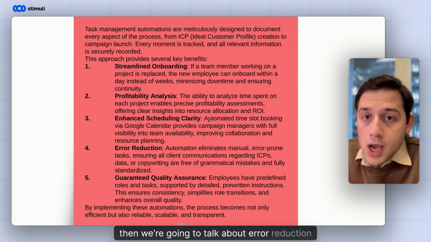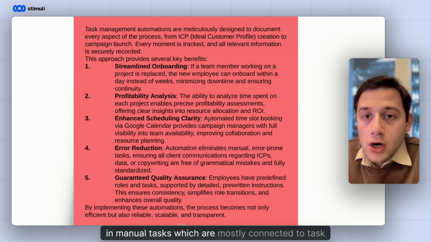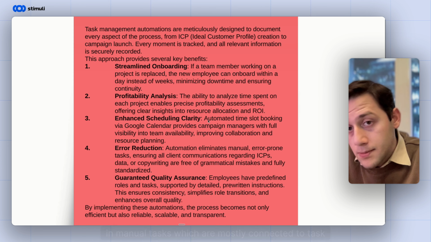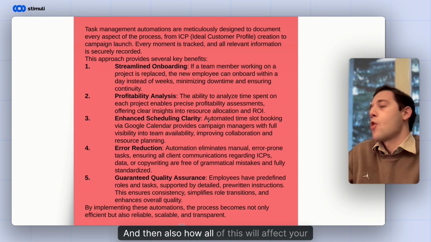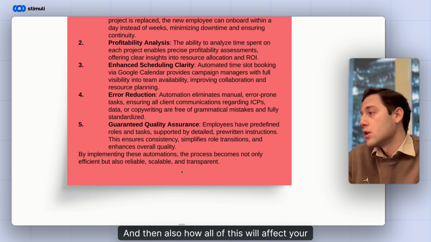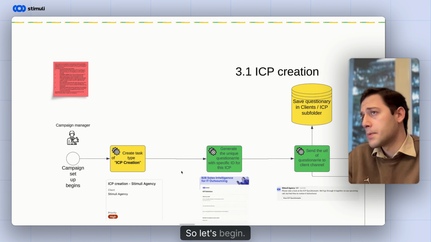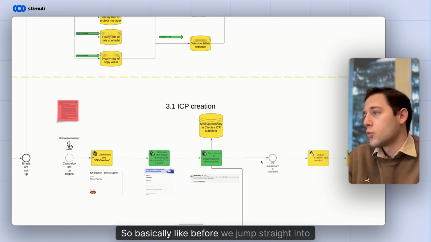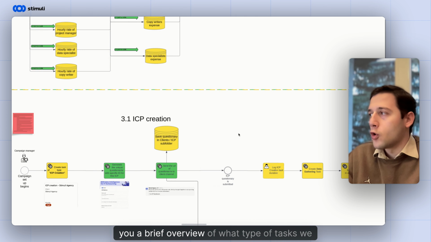Then we're going to talk about error reduction in manual tasks, which are mostly connected to task management. And then also how all of this will affect the quality of your service. So let's begin. Before we jump straight into each point one by one, I just wanted to give you a brief overview of what type of tasks we have.